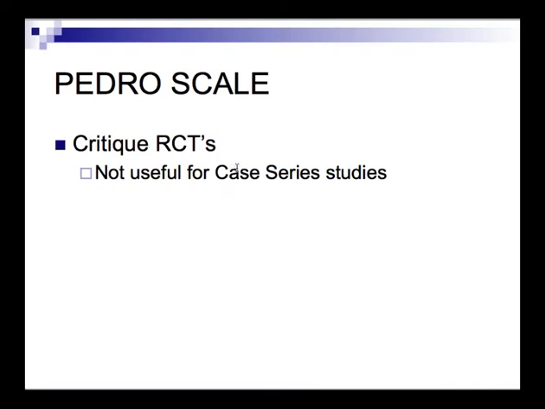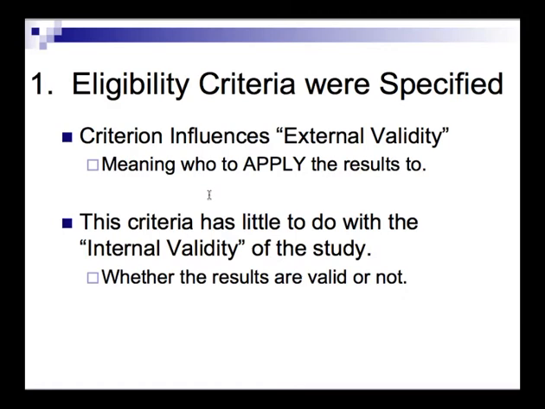So a good choice for this particular article would be something like the PEDro Scale, which is designed to critique randomized controlled trials, but it's not really that useful for case series studies, and we'll talk more about that in the previous lecture. So the first item on the PEDro Scale is eligibility criteria were specified. And what this item is really about is interesting. It's the one item on the whole scale that applies to the application question, not really validity or what are the results. And it distinguishes between external validity and internal validity.